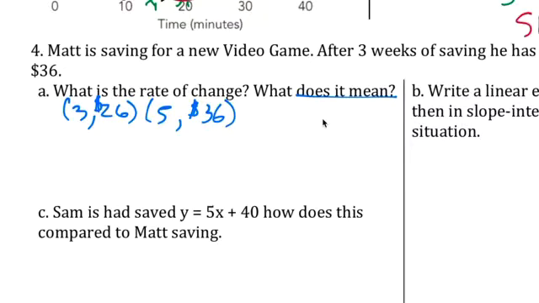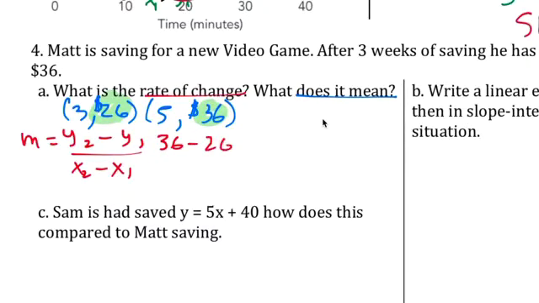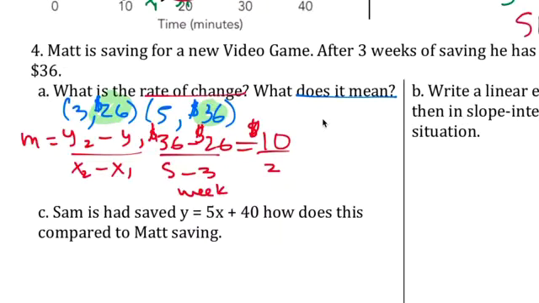Rate of change, remember, is slope. Y sub 2 minus y sub 1 over x sub 2 minus x sub 1. Y sub 2 is 36 minus 26. And they're dollars. You would get $10. 5 minus 3 is 2. And these are weeks. $10 every 2 weeks, or $5 for every 1 week.